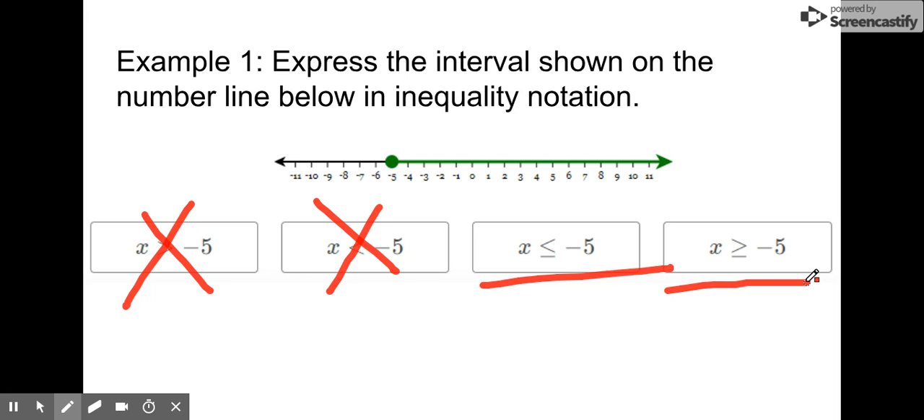The other thing we have to consider is which direction we are shading. I see that we're shading to the right, which means that x could be -5 or any number bigger than that. So we have to have this inequality: x is greater than or equal to -5. We know this one doesn't work because it's shading in the wrong direction.